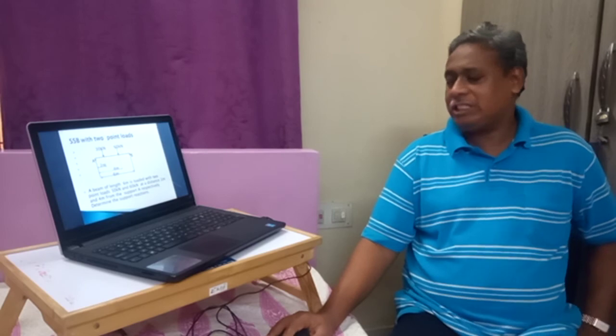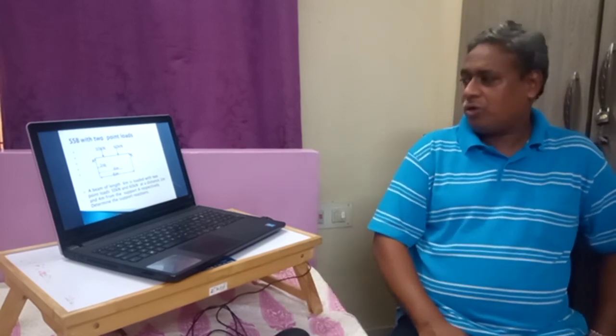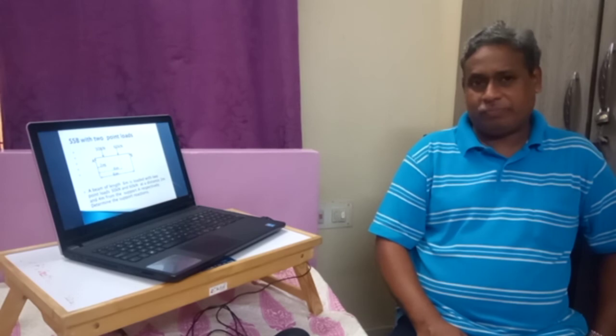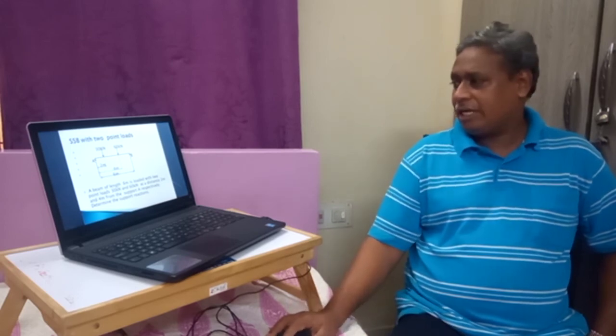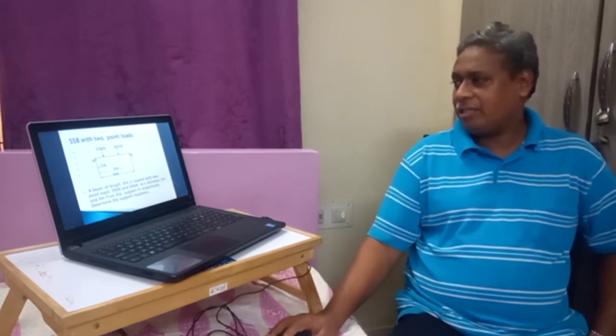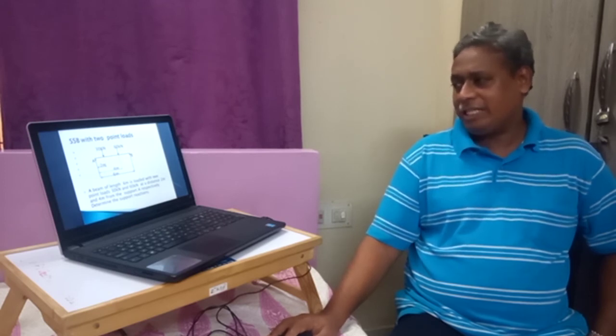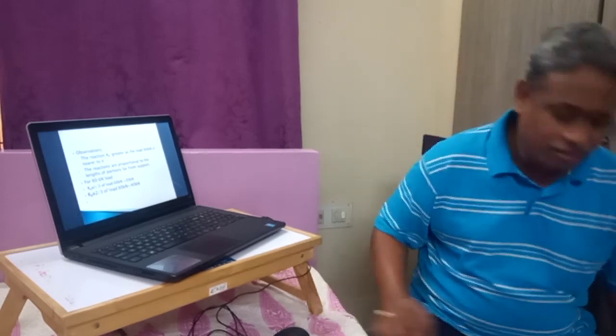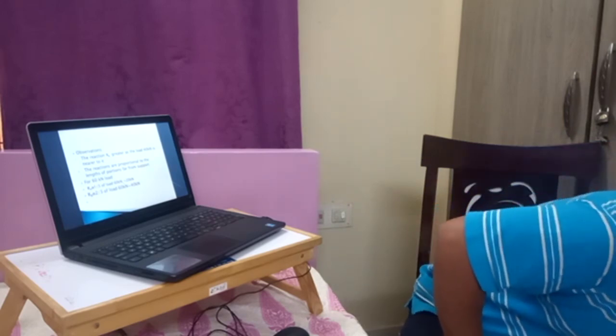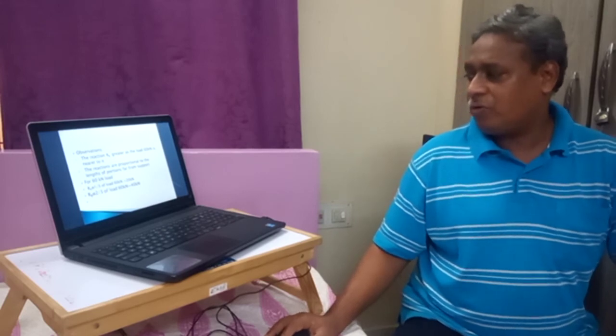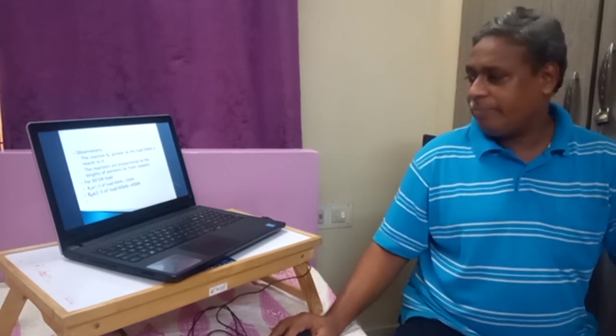So 60 kilonewtons is divided in the ratio of 2:1. That is 2 units at B and 1 unit at A. That is why 40 units at B and 20 units at A will be there. 40 units at B due to 60 and at A it will be 20 kilonewtons. So that 60 kilonewtons load is divided into 40 and 20 at B and A.